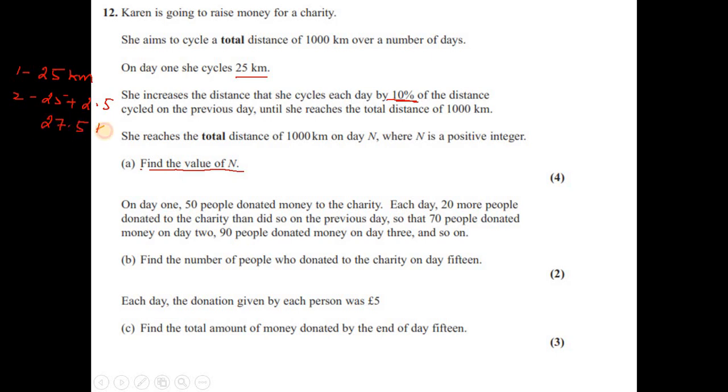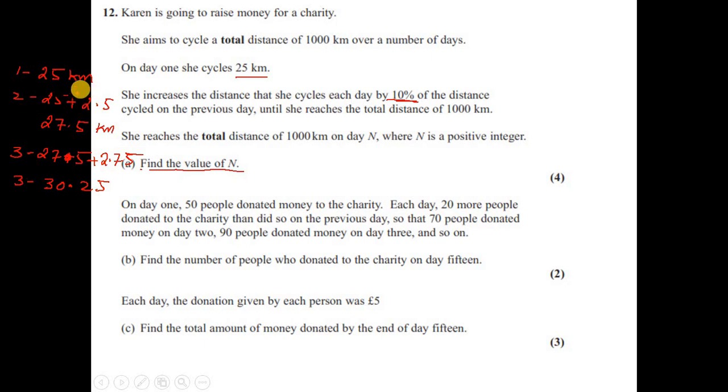So overall, the second day the distance should be 27.5 kilometers. Similarly, on day 3, she is going to cycle 10% extra of that of the previous day. So 27.5 plus 10% of this 27.5, that means plus 2.75. That means the total distance on the third day will be equal to 30.25. And that's enough for understanding the first, second and third day.